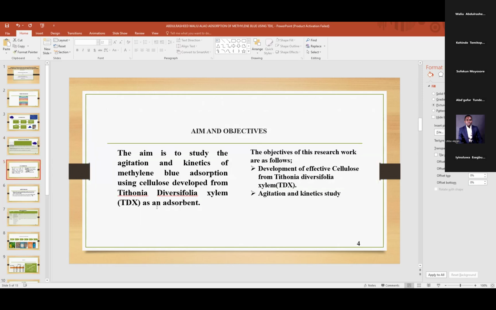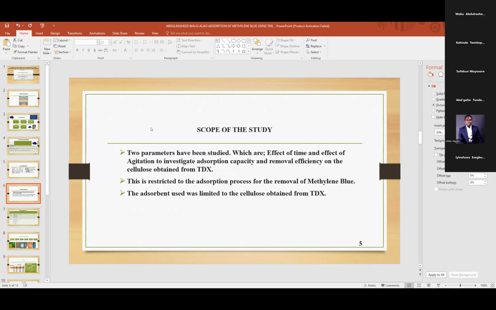The aim of this study is to study the agitation and kinetics of methylene blue adsorption using cellulose developed from Tithonia diversifolia xylem, TDX, as an adsorbent. The objectives of this research work are, first, development of effective cellulose from Tithonia diversifolia xylem, and the second is the agitation and kinetic studies. The scope of this study is limited to two parameters, which are the effect of time and the effect of agitation, to investigate the removal efficiency and adsorption capacity of the cellulose obtained from Tithonia diversifolia xylem, which is the same thing as TDX.